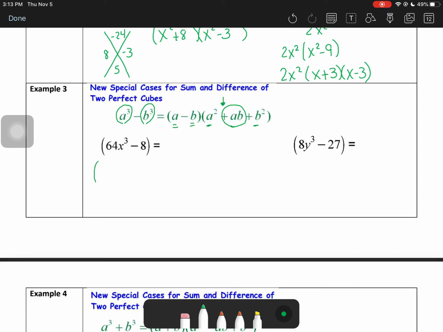Here's the pattern. What is the cube root of 64x cubed? In other words, what times what times what is 64x cubed? So we have 4x minus the cube root of 8, which is 2. Now, to finish the pattern, we take a and we square it. So 4x times 4x is 16x squared. We multiply the two together. 4x times 2 is 8x, and we change the sign to addition. And then we multiply 2 times 2, which is 4. In other words, we square the b.